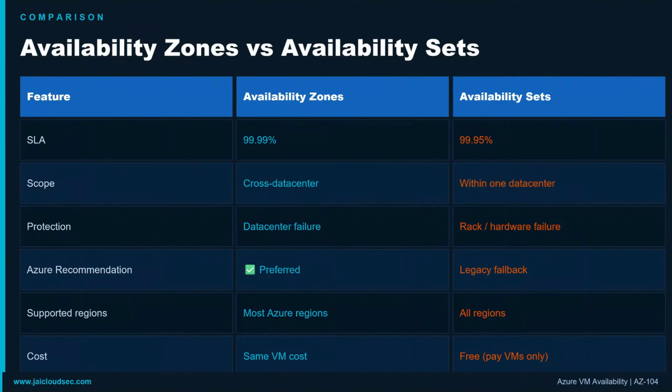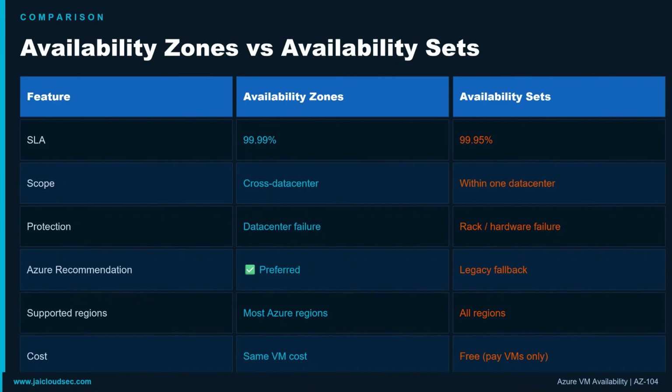Availability sets: 99.95% SLA. Protection within one data center only. Works in all Azure regions, including older ones without zone support. Free. You only pay for the VM instances.